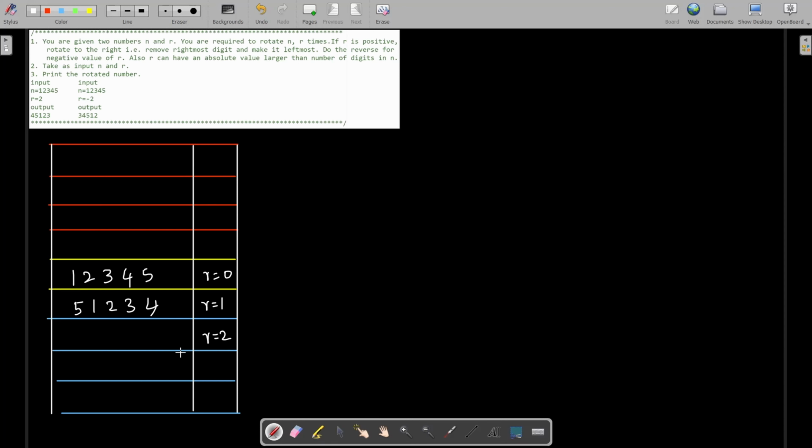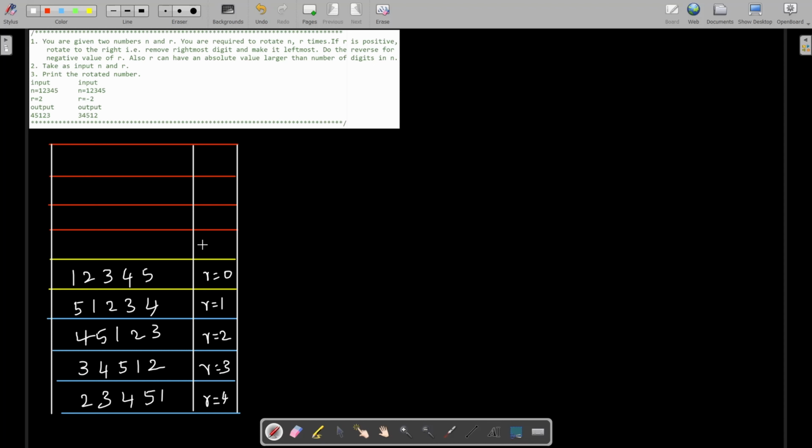If you want the second rotation, take the last two digits from the rightmost: 4,523... Next, if you want to do rotation 3, take the last three digits and make them leftmost. If you want rotation 4, take the last 4 digits. That's it. This is nothing but 23,451. You have to consider this as the whole number.